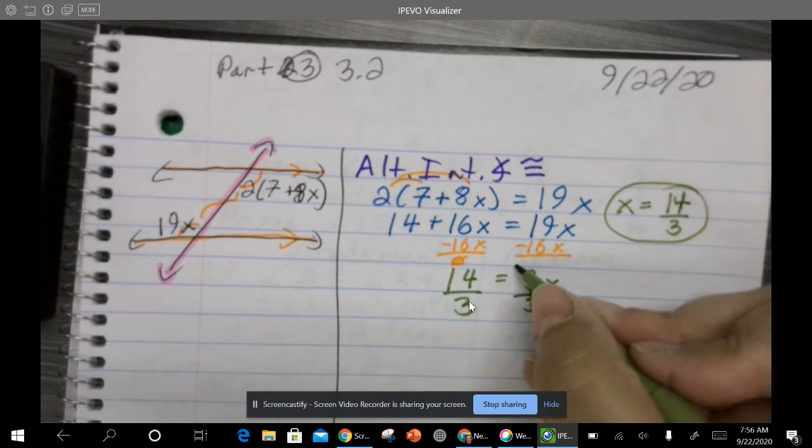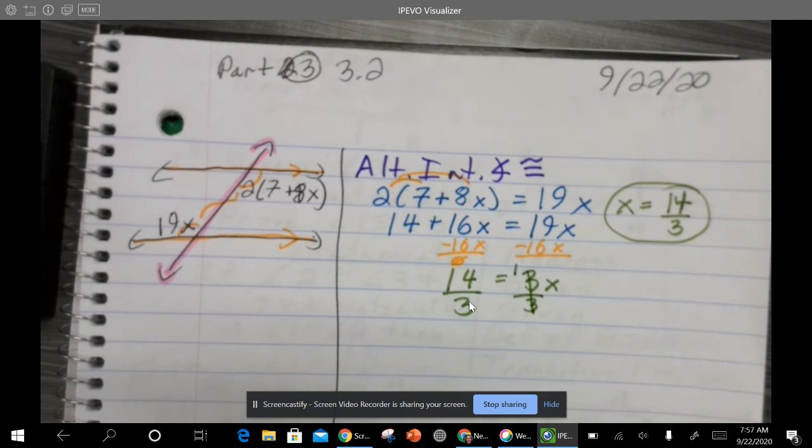Okay, remember 3 over 3 is going to be 1. Okay, let's look at another one, everybody. What if we have this one?